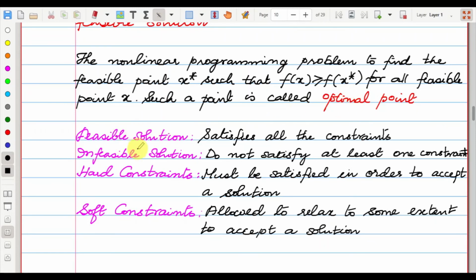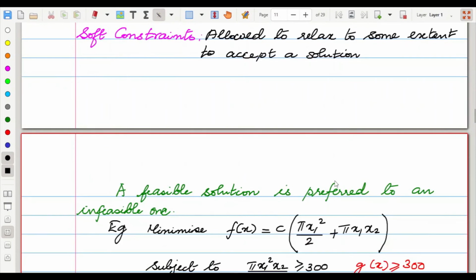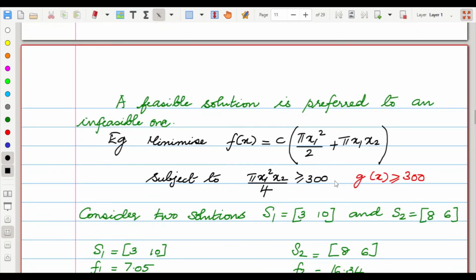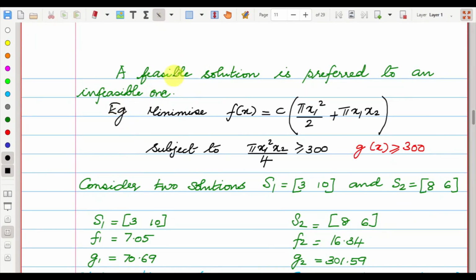So we have feasible solutions and infeasible solutions. A feasible solution satisfies all the constraints. An infeasible solution does not satisfy at least one constraint. A hard constraint must be satisfied in order to accept the solution. In soft constraints, some relaxations are allowed. A feasible solution is always preferred.